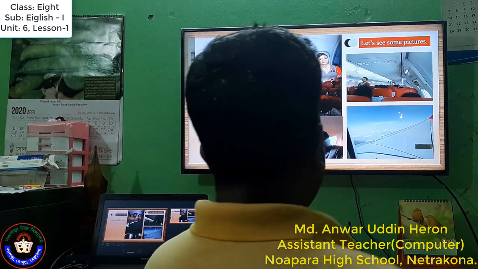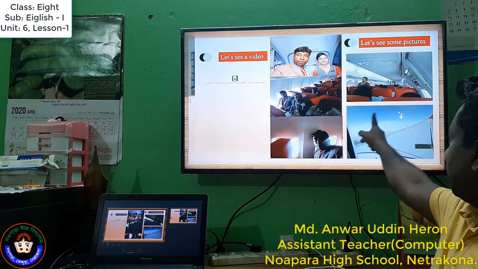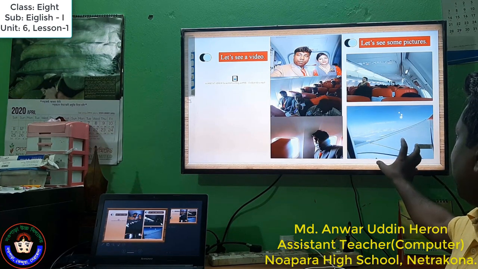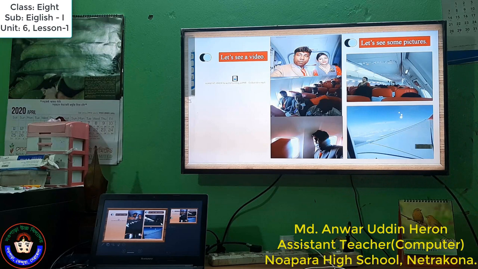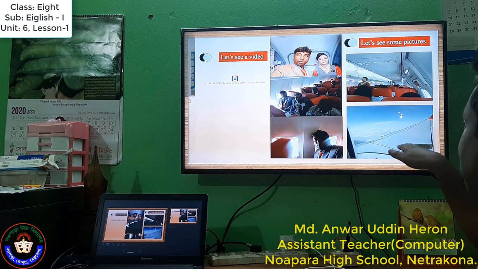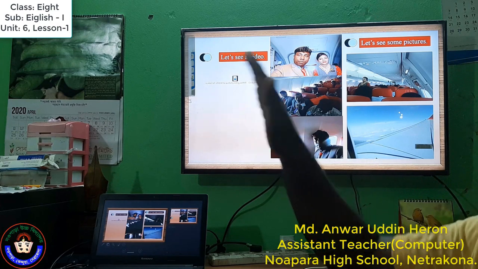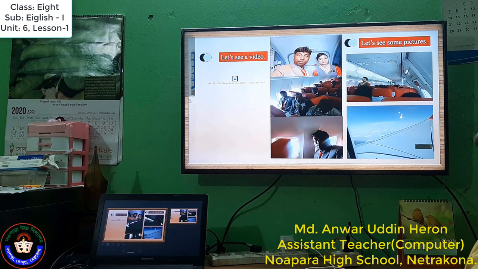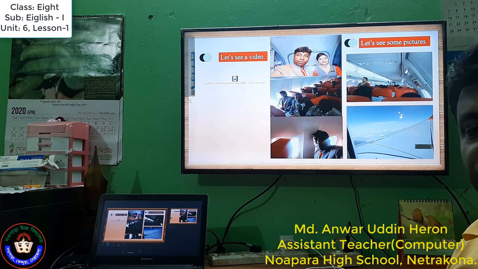Suppose if you see this picture, you can see this is the sky and this is the plane. That means it was taken from inside the plane, through the window. You can see these are the clouds. That means a plane always runs above the clouds, sometimes in the middle of the clouds. In that case, the scenery is very charming. Sometimes the clouds look nice, like cotton balls.